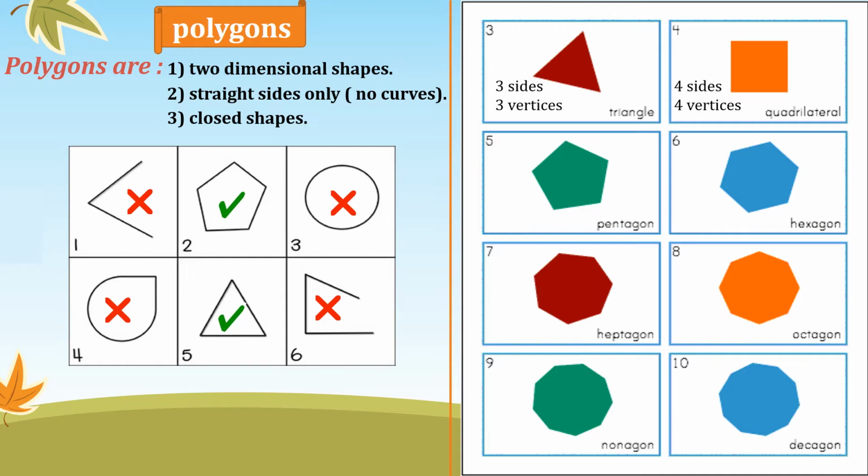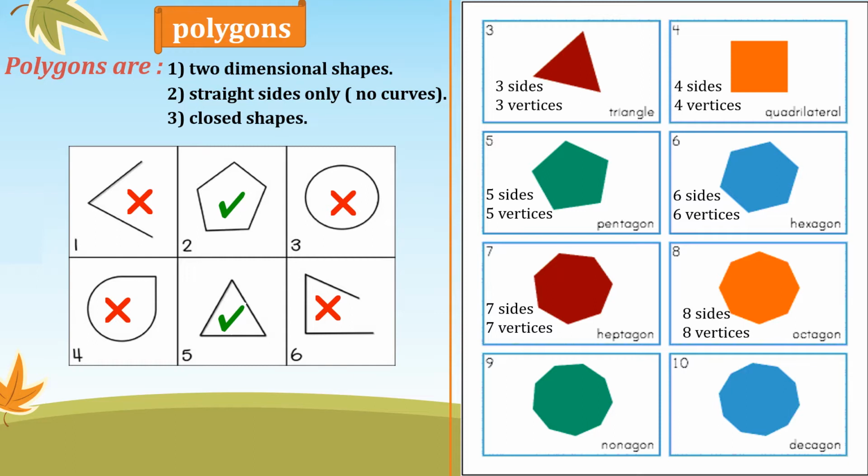The next one is pentagon, which is a polygon that has 5 sides and 5 vertices. The next one, hexagon. Hexagon is a polygon that has 6 sides and 6 vertices. The next one, heptagon. Heptagon is a polygon that has 7 sides and 7 vertices. The next one, octagon. Octagon is a polygon that has 8 sides and 8 vertices.